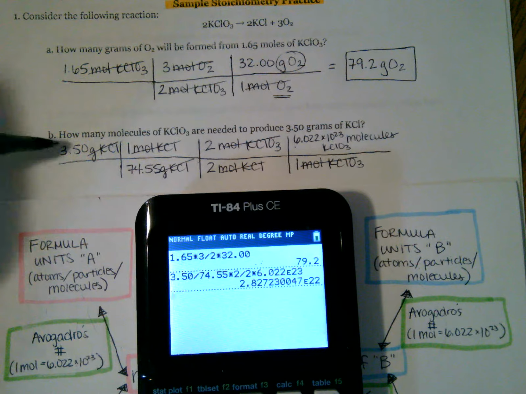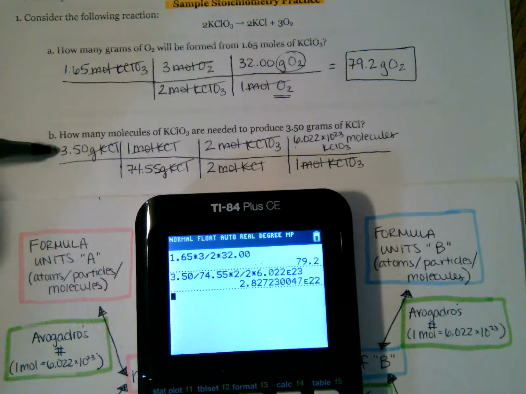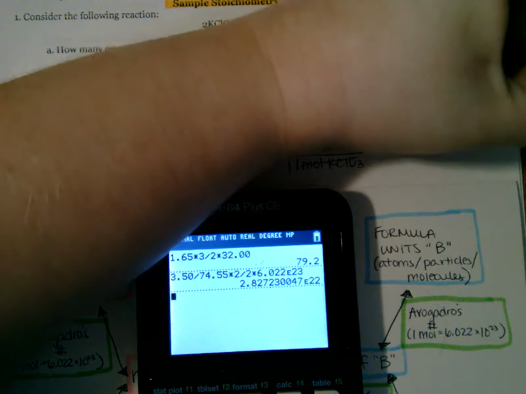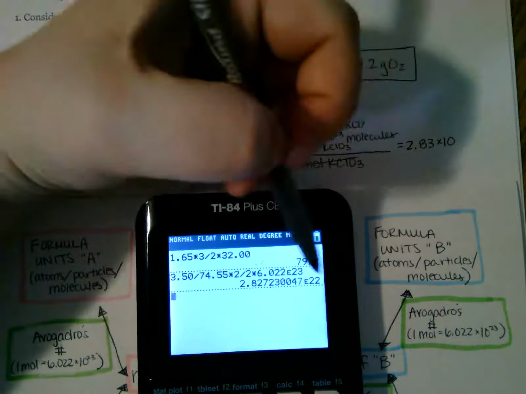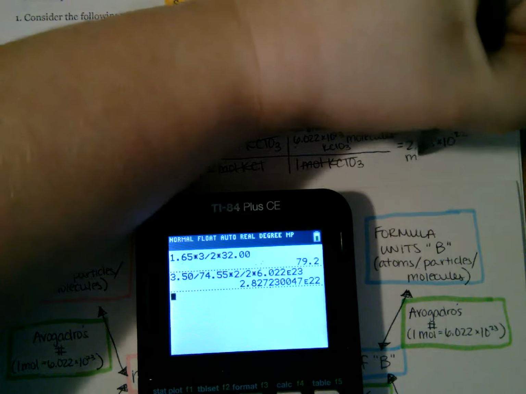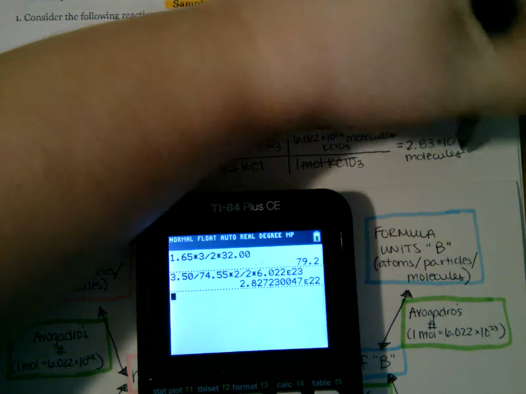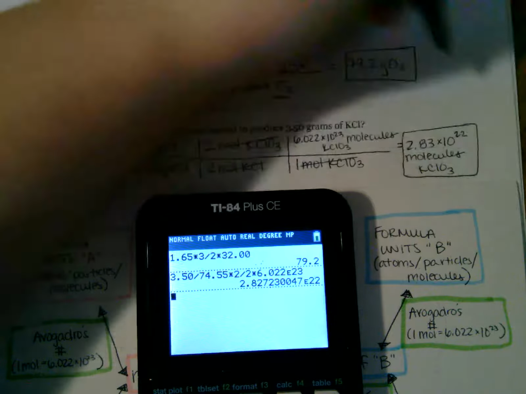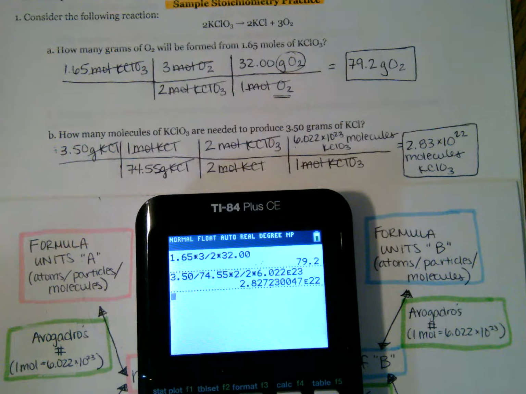So we want to round this answer to 3 sig figs because we started with 3. That trailing 0 counts because we have a decimal there. We're going to round this to the tenth place, and that 7 is going to bump our 2 up to a 3, so we get 2.83 times 10 to the 22nd molecules of potassium chlorate.